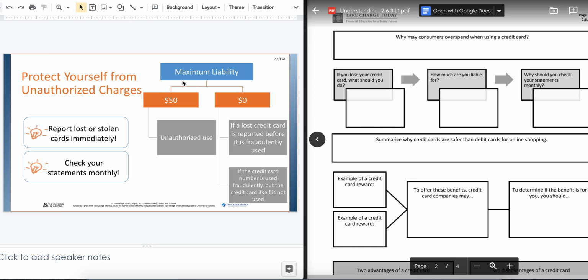And then a lot of them are going to have a maximum liability that you would have. So you may only be responsible for $50 if this is just some unauthorized use. But if you report that this card is stolen, or if the card number is used but not the actual card itself, then a lot of times you're not going to be responsible for any of the amount of money that was charged. And if you are responsible for some amount, it may be pretty low, like $50. You are very rarely going to be responsible if that person charges hundreds or thousands of dollars onto your card.